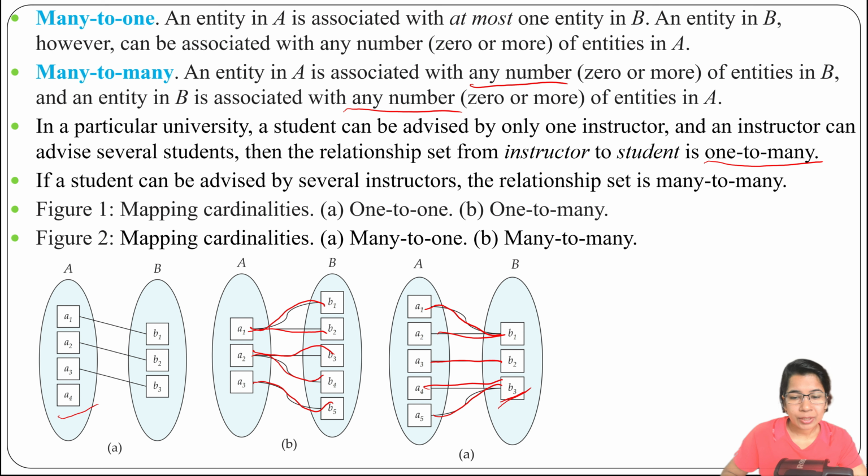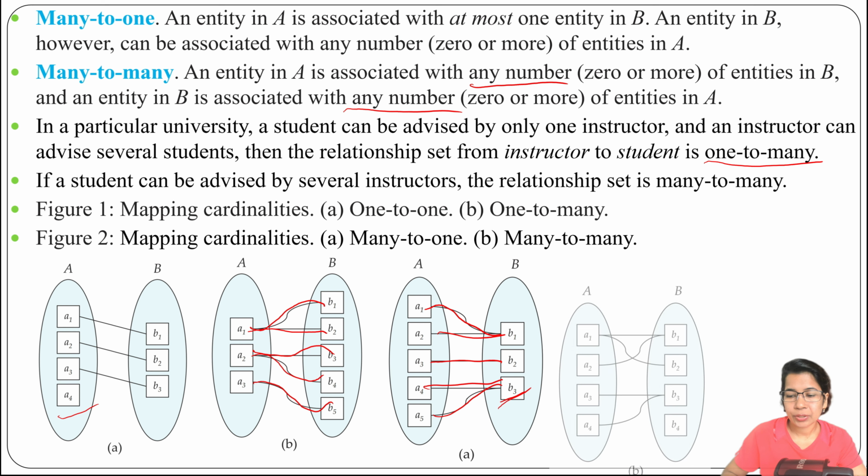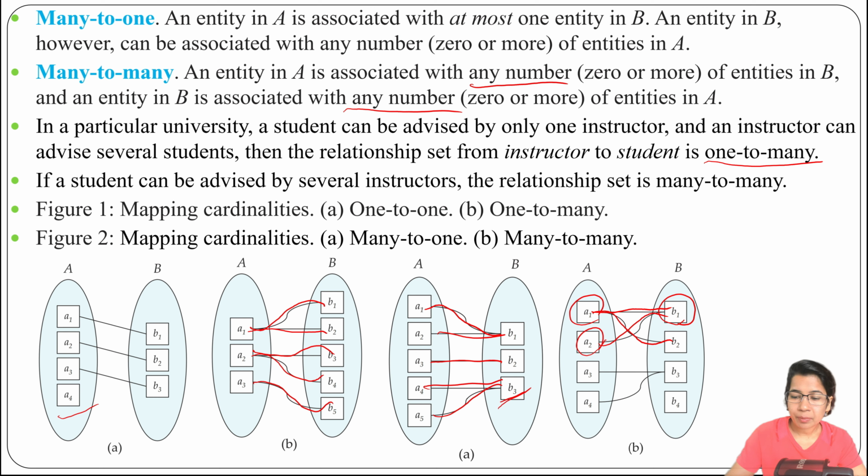Next is many to many. So many entities of A can be associated with many entities of B. This is a many to many relationship. A1 is associated with B1, also B2. A2 is associated with B1. So here this B1 is associated with A1, A2. That's why it is a many to many relationship. So entities of B are associated with multiple entities of A. Entities of A are associated with multiple entities of B.